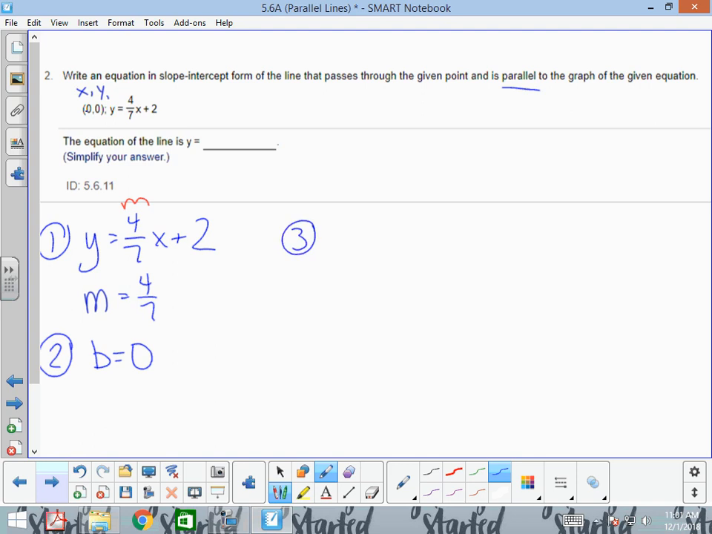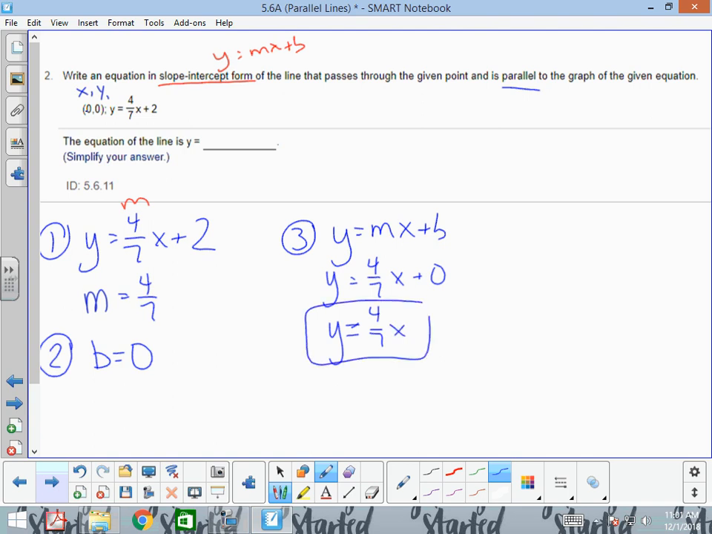We're just going to plug into y = mx + b, because they tell us slope-intercept form. So y equals 4/7 x plus 0, and that simplified is just y = 4/7 x. Oops, they already have the y. Yay for them. Okay, so y = 4/7 x. All right, that one wasn't too bad.